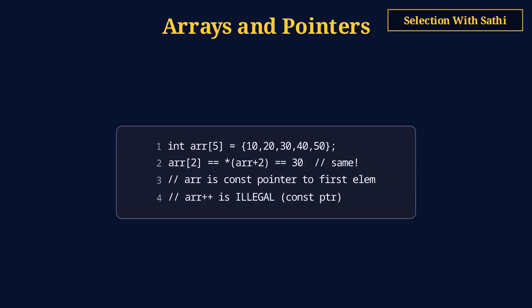But there is one key difference, an array name is a constant pointer. You cannot do arr++ or assign arr = some pointer. Also important, when you pass an array to a function, it decays to a pointer. Inside the function, sizeof the parameter gives the pointer size, not the array size. That's why you should always pass the array size as a separate parameter.